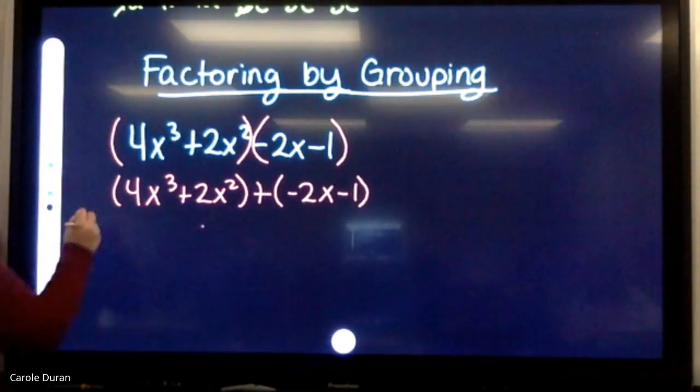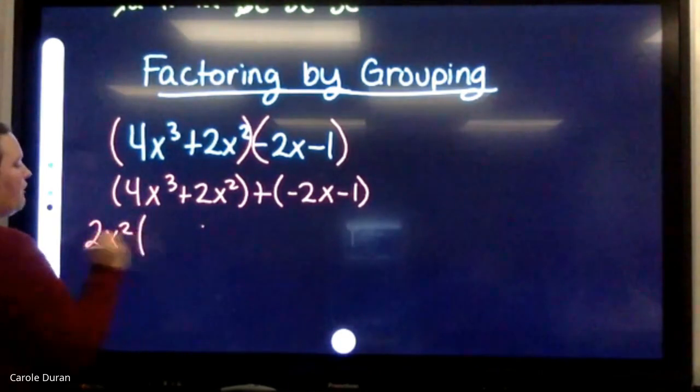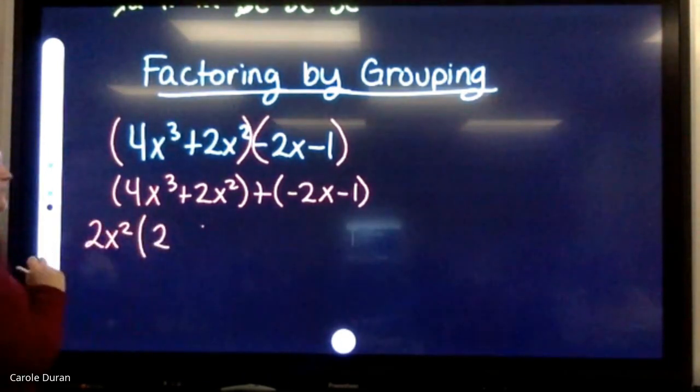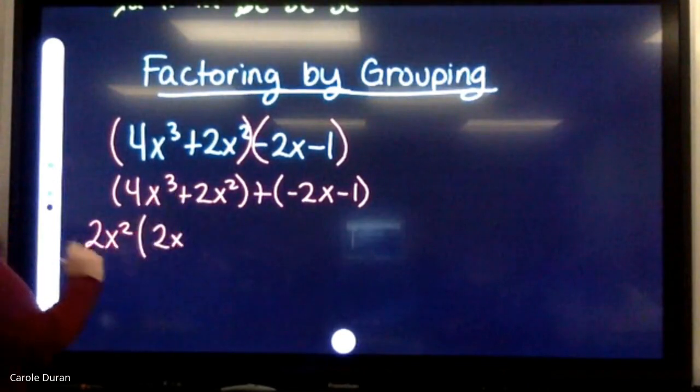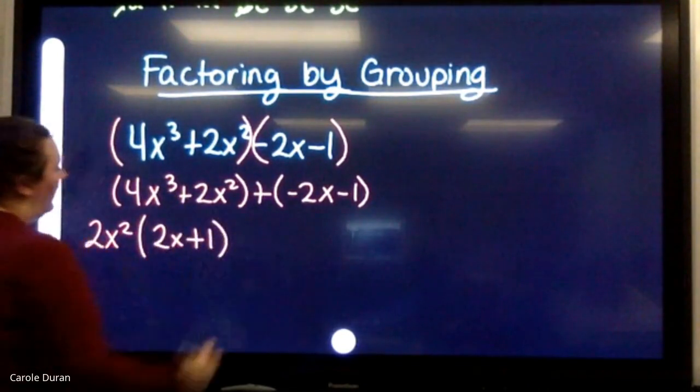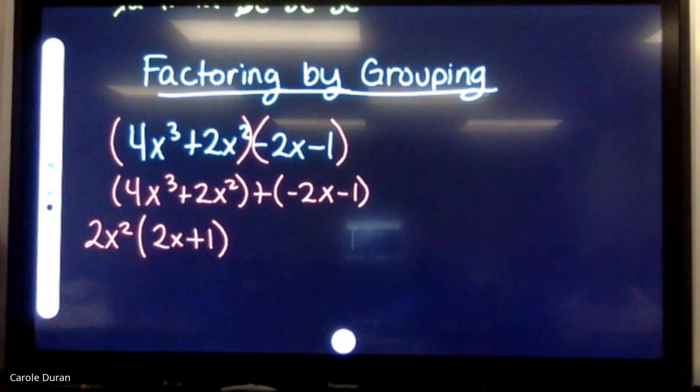Okay, so when I take it out, I just put it out front. 4 divided by 2 is 2. X cubed divided by x squared is just x. 2x squared divided by 2x squared is just 1. So that first grouping turns into 2x squared times 2x plus 1.